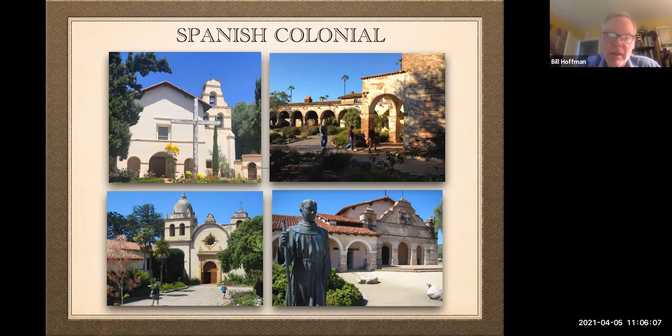And you can see a beautiful Carmel mission in Carmel, California on the bottom left. And you can see once again the arcaded look of Mission San Antonio in Central California. Spanish colonial is a beautiful style.